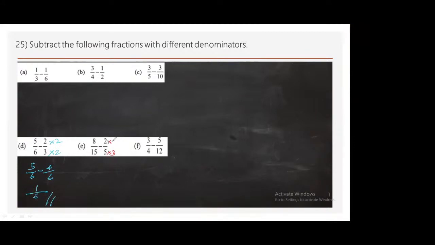This is by 3 because denominator we can make 15. For that purpose, this one we can multiply it by 3. This is also by 3. Then 8 over 15 minus 6 over 15. 8 minus 6, 2 over 15. 3 over 5 minus 5 over 12. This is by 3, this is by 3.